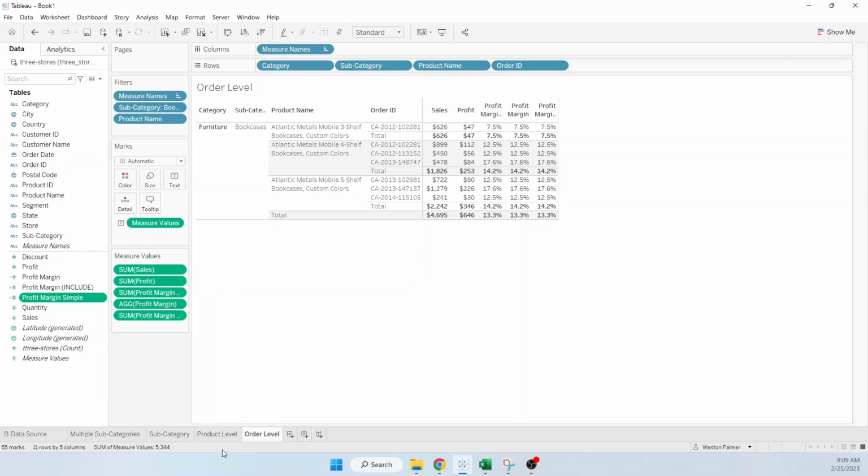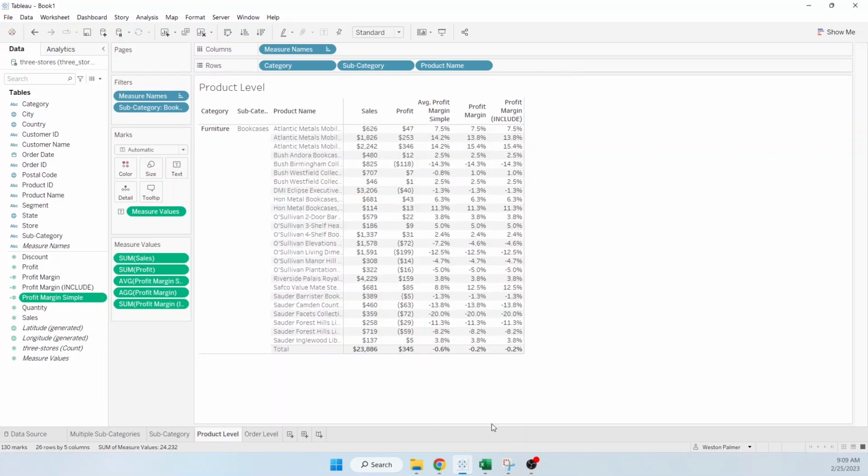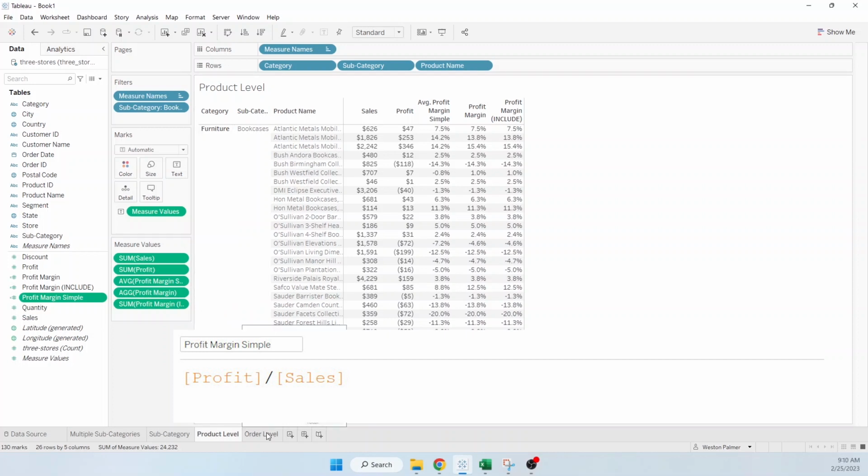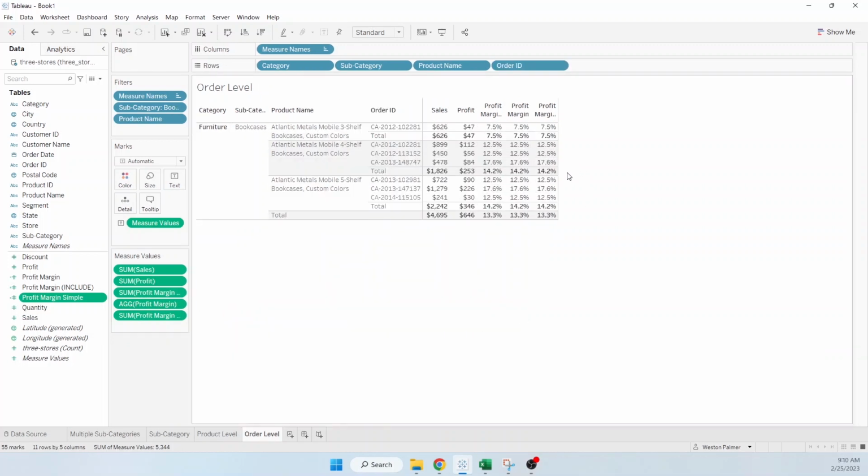Now we're going to go up one level. These were the first three that we looked at. And you'll notice that for the top one, all three profit margin calculations are the same. But now for the second and third one, the profit margins are different. So what's happening? The simple profit margin is calculating the profit margin at each individual order level and then taking the average of those, in this case, these three.